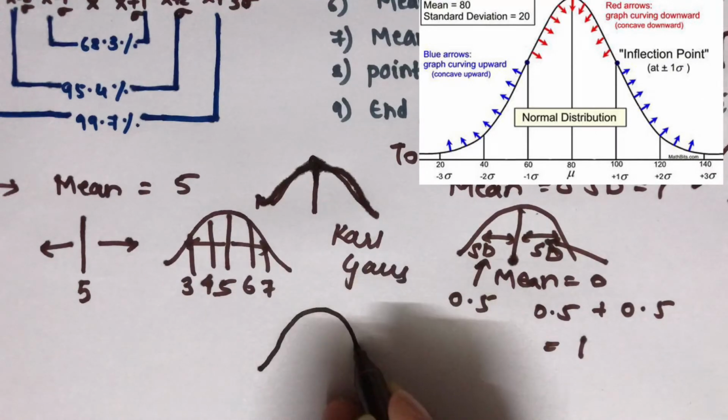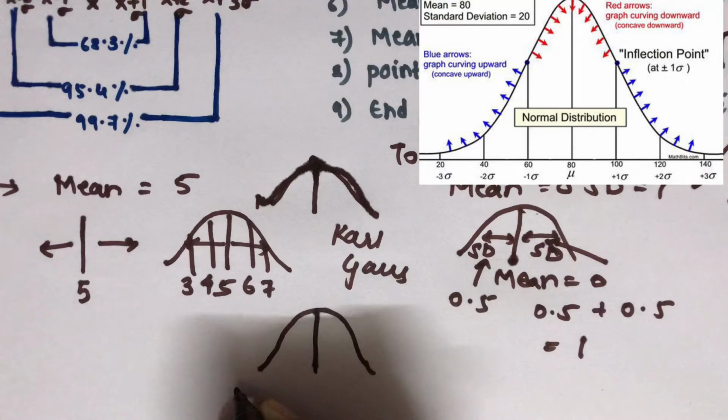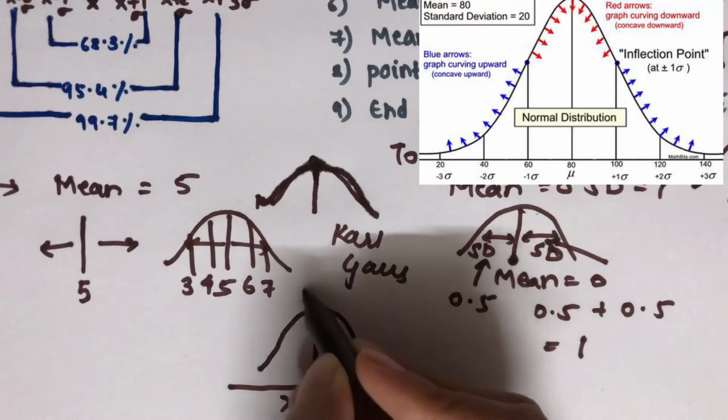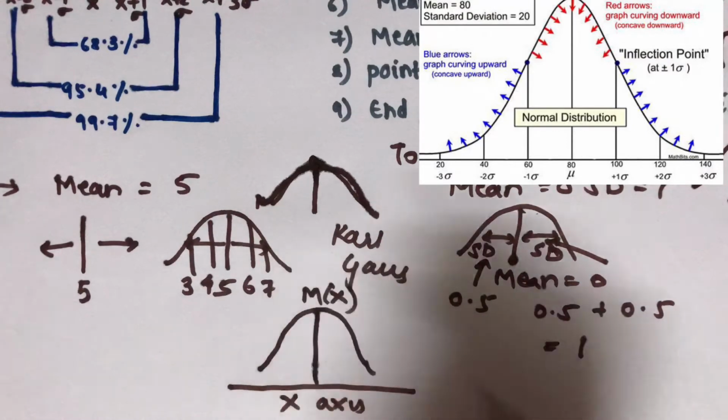So in this curve, this is the central value, that is your mean. This is a perpendicular line which is drawn to the x-axis. This is the x-axis. This is a perpendicular line which is drawn at the center. This is the mean, that is your x.